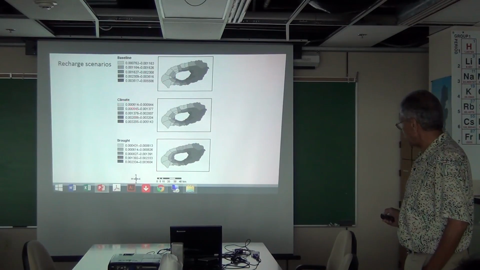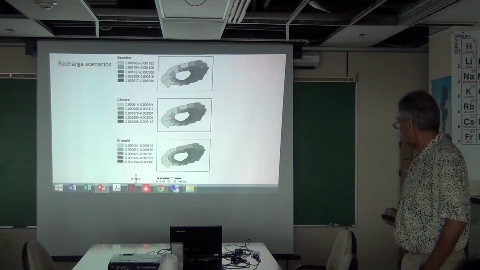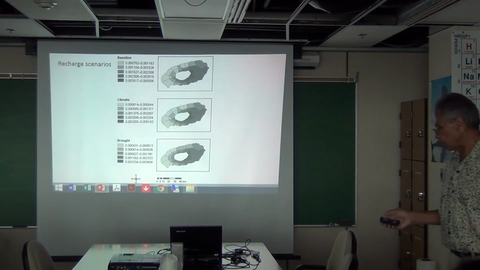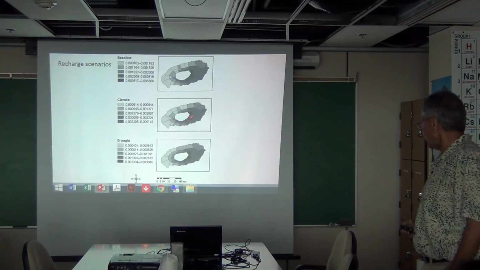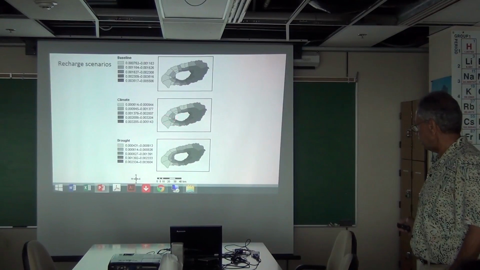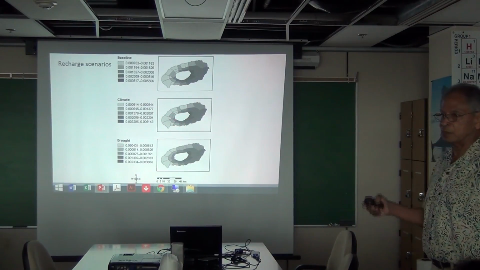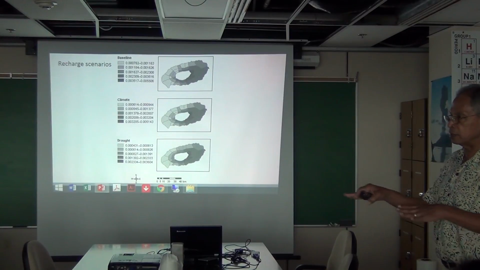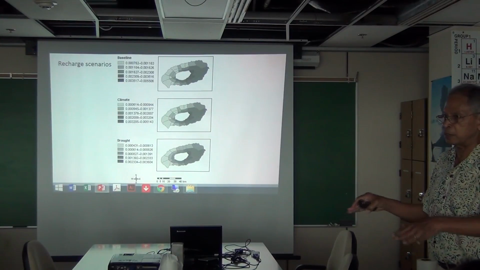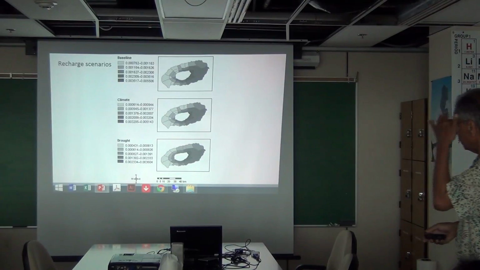Then we did the climate change models, which include different distributions. For them, it was most likely to have a change in distribution. Not a big drop in recharge, it's just a change. Some areas get drier and some areas get wetter.